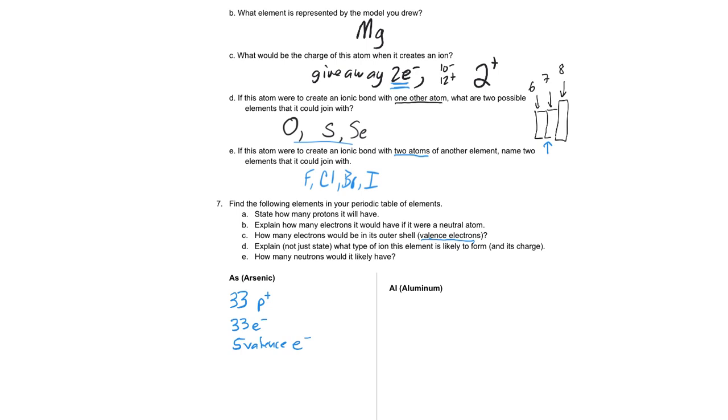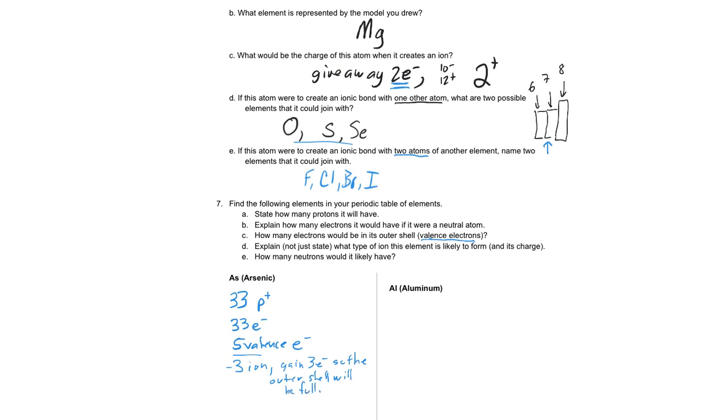Okay, letter D, explain what type of ion this element is likely to form. Well, it has 5 valence electrons, which means that it wants to gain 3. So it will likely form a -3 ion. And the reason why is because it wants to gain 3 electrons, so the outer shell will be full.